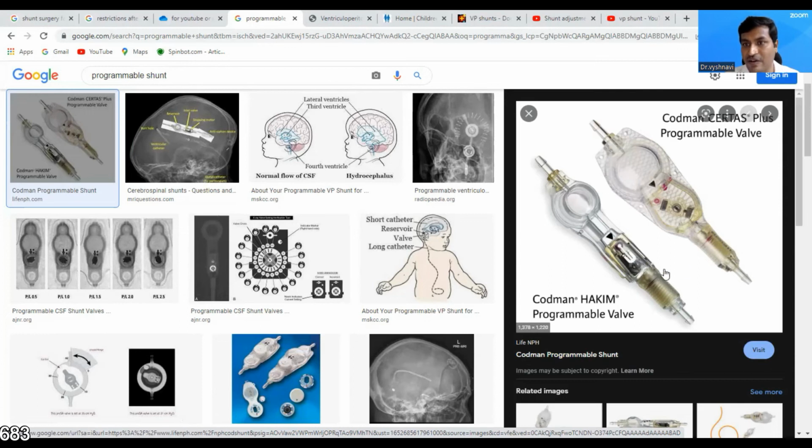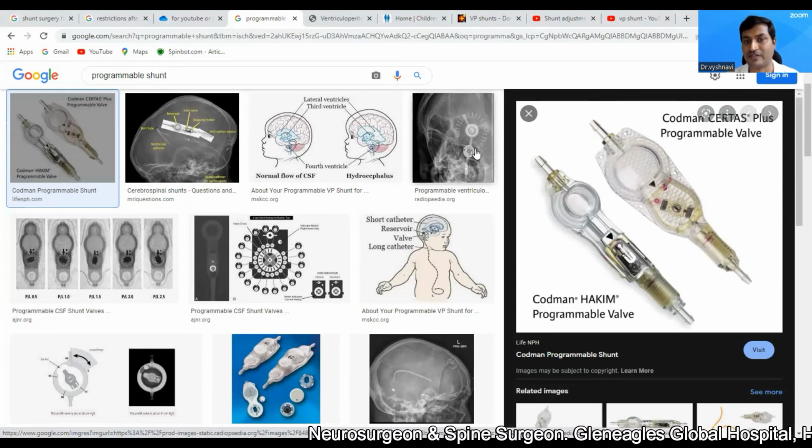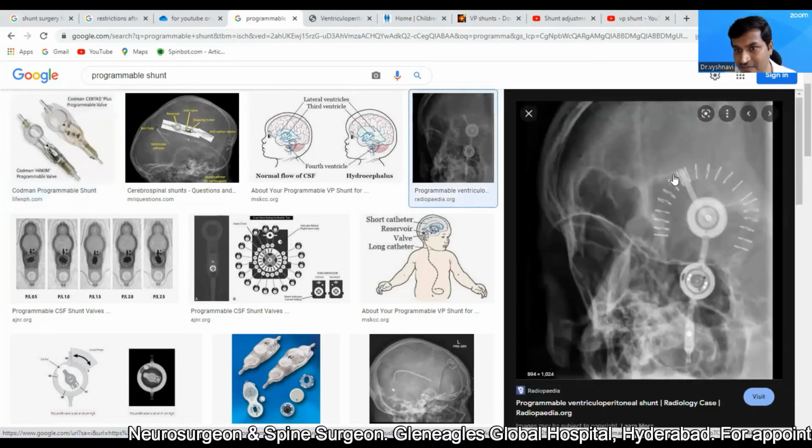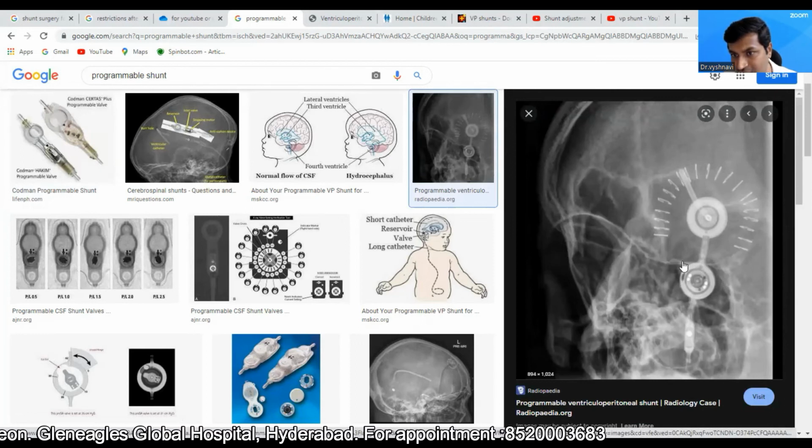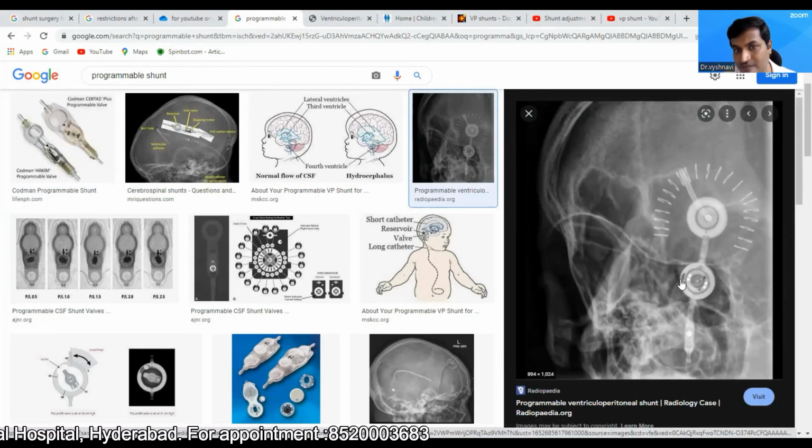This is the Codman programmable one. So this valve is programmable. What is programmable? I will show you. Let's see this picture. Can you see this valve?